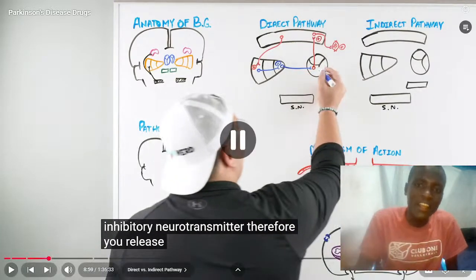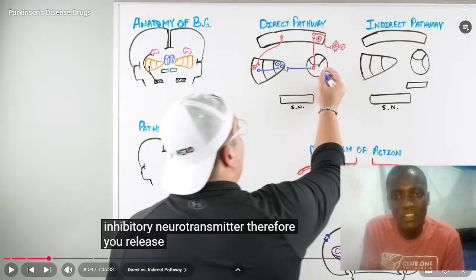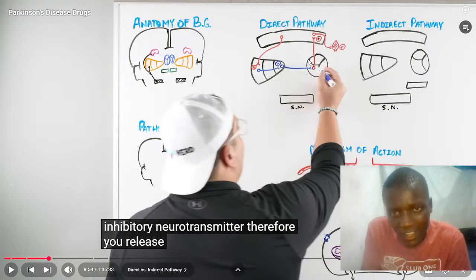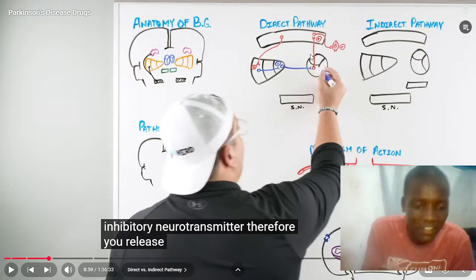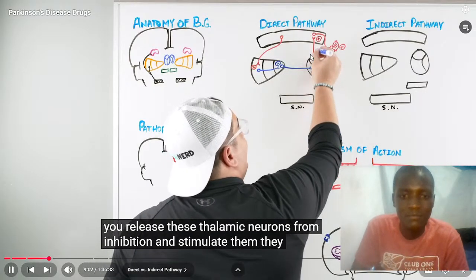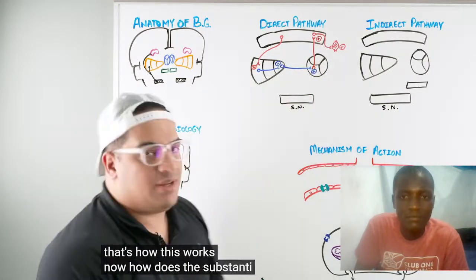Therefore, glutamate activates this, releases GABA, but GABA here inhibits these globus pallidus neurons. So there is no inhibition of them. It releases these thalamic neurons from inhibition and stimulates them. They then release glutamate on the cortical neurons and initiate a motor movement. That's how this works. Now, how does the substantia nigra come into this?